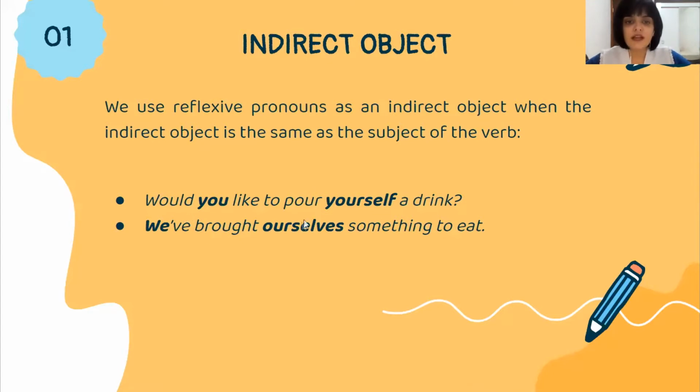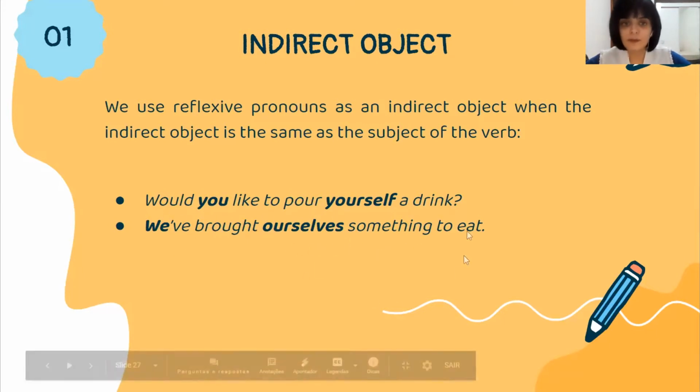So, would you like to pour yourself a drink? Você gostaria de servir-se de uma bebida? Pode ser qualquer tipo de bebida aqui nesse caso. E então, o pronome reflexivo yourself aqui, ele está relacionado ao sujeito you, ok? Por isso, yourself. E no segundo exemplo, we've brought ourselves something to eat. Nós trouxemos algo para a gente comer, para nós especificamente, por isso o uso do pronome reflexivo aqui. Então, o pronome reflexivo ourselves está relacionado ao sujeito we.